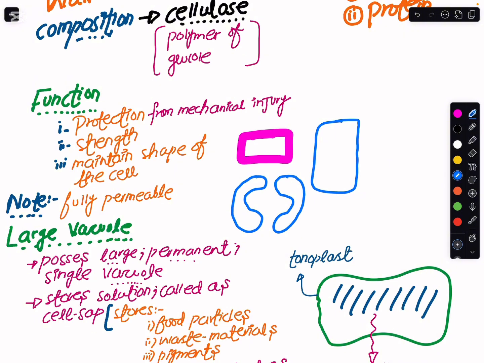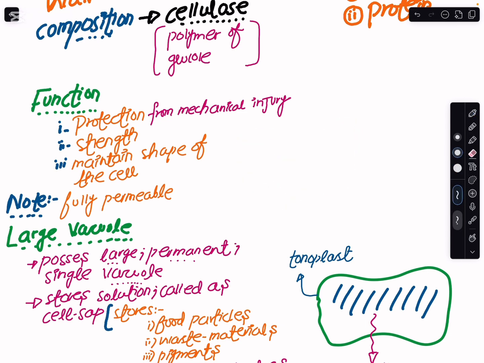So the plant cells have different shapes, and if these cells have to maintain their shape, then for sure there has to be something outside of their cell membrane, and that is the cell wall. Earlier, in the case of the cell membrane, I made it clear that it was partially permeable, so some substances were allowed to move out of the cell membrane or into the cytoplasm of the cell, but this cell wall is fully permeable.